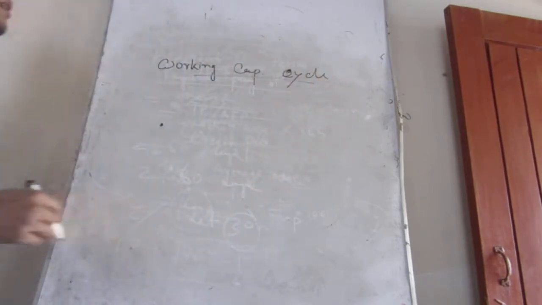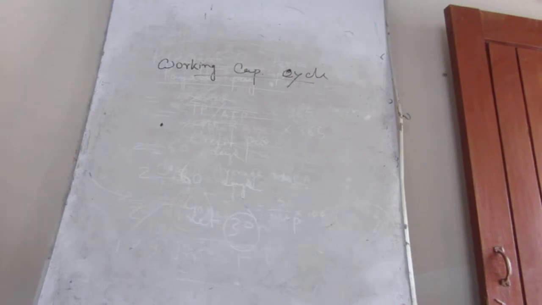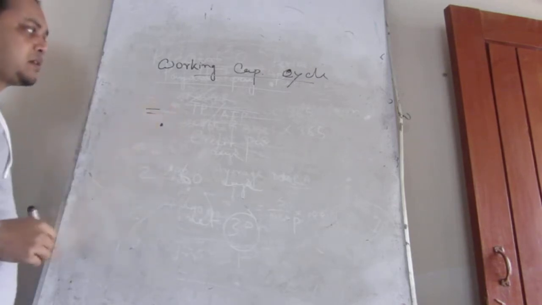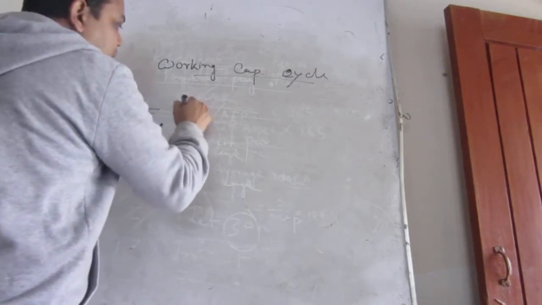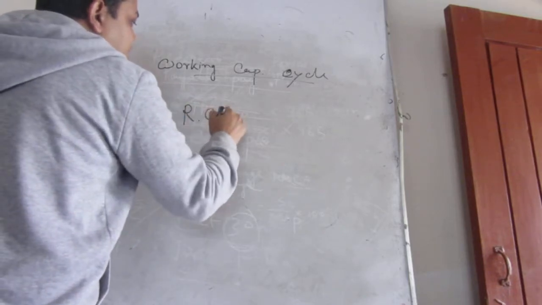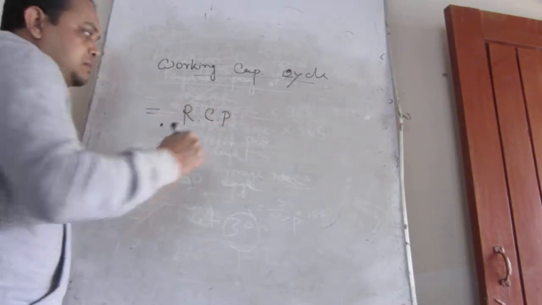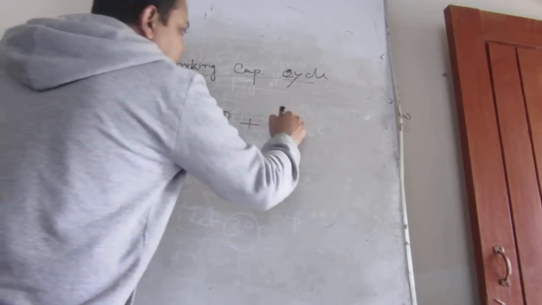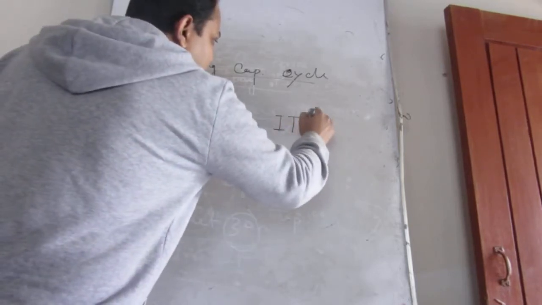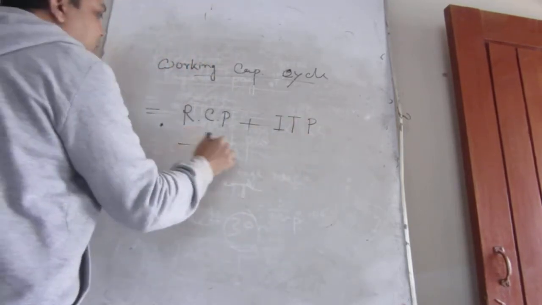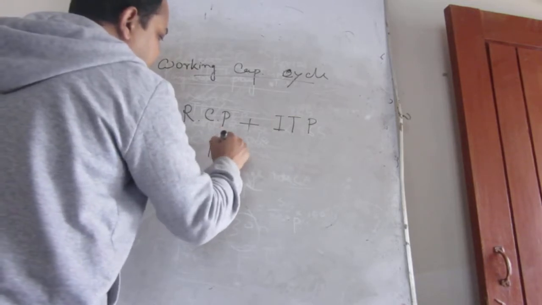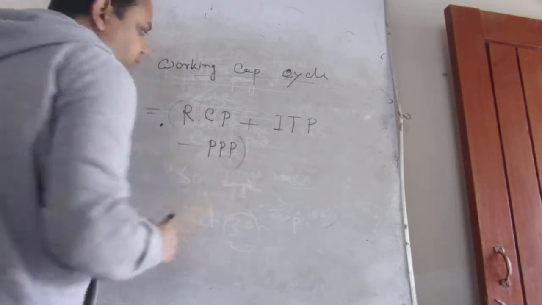Working capital cycle or working capital time বলে। খেয়াল করে দেখো, receivable collection period plus inventory turnover period minus payable payment period.